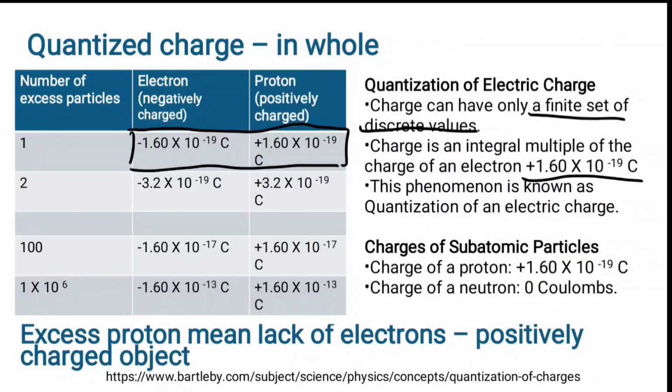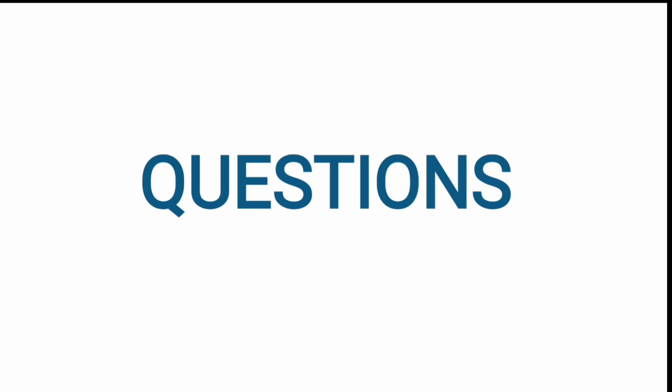And please take note that the charge of a neutron is always zero coulombs. Why? Because neutrons are always neutral. Zero. Okay? Now, for these questions, allow me to give you a run through, and let's try to answer them. As we answer the following questions, allow me to give a brief explanation for you to have a better understanding of this.